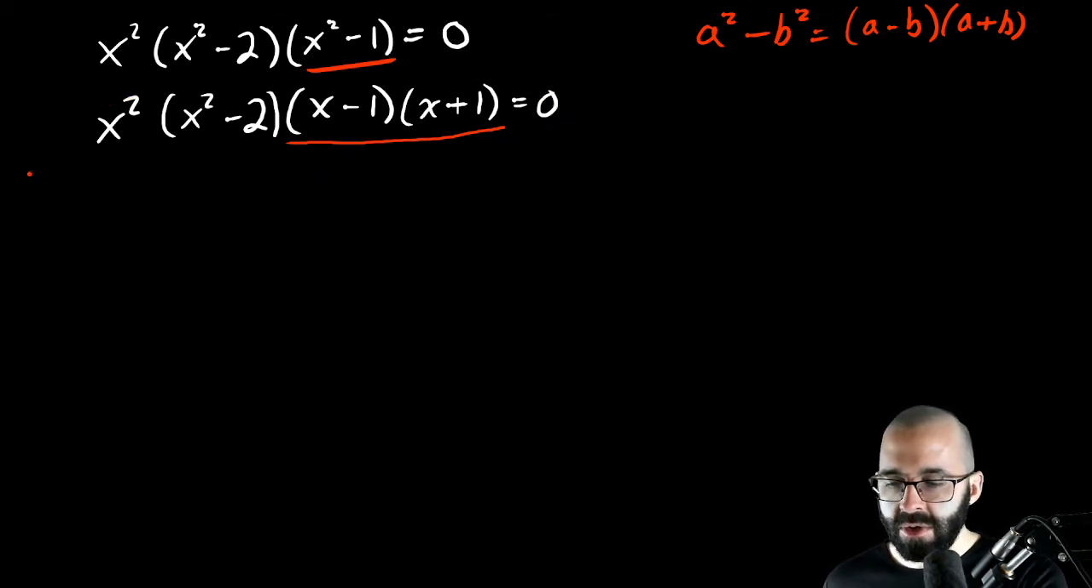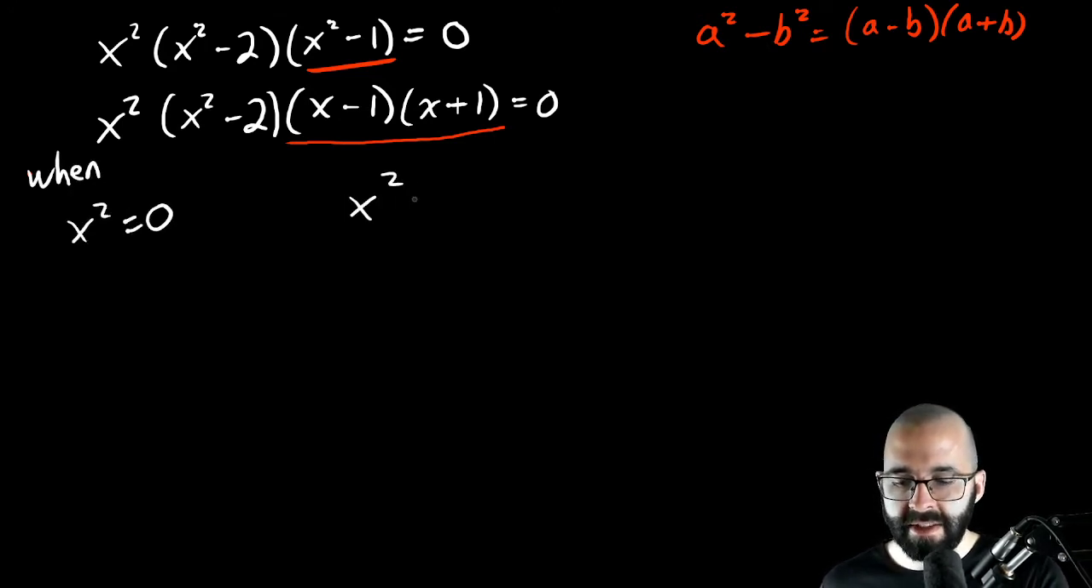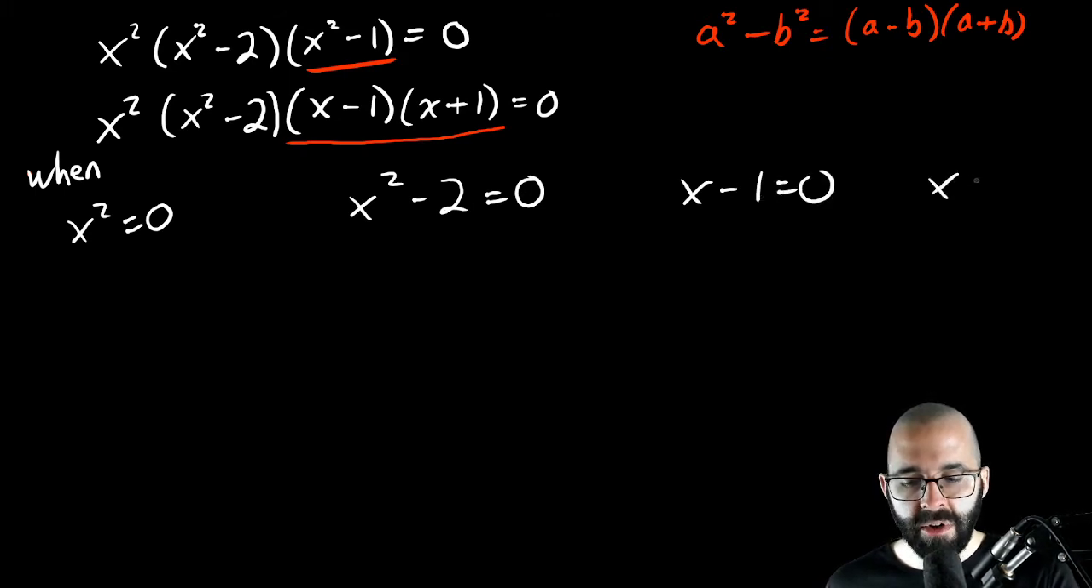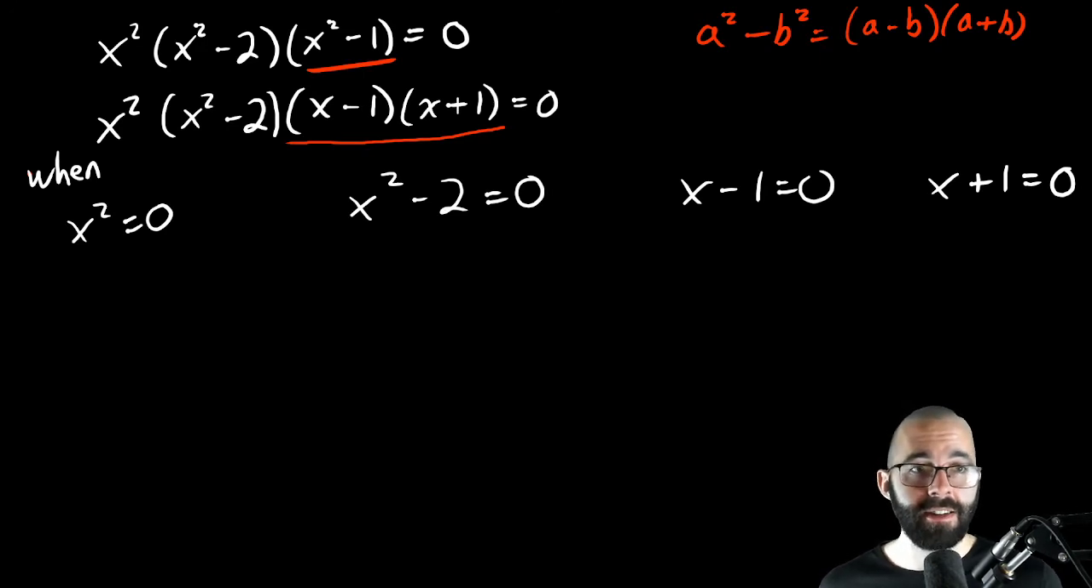So this is going to be true when the first thing equals 0, when the second thing equals 0, when the third thing equals 0, and when the fourth thing equals 0. There's going to be a lot of solutions here, a lot of zeros.